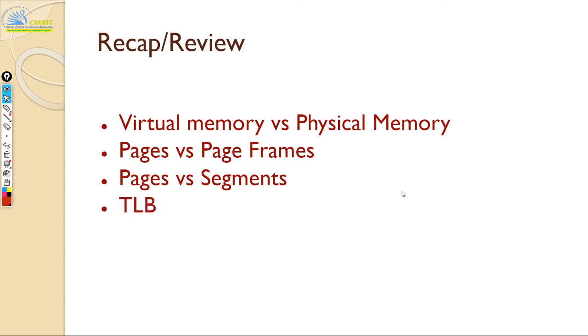Finally, we saw about TLB. TLB is the translation lookaside buffer. It's a cache memory. It's a cache for your page table. And what is a page table? Page table is the lookup table that gives you the mapping between your pages and page frames. You're going to say, this particular page is residing in this particular page frame. That mapping is done by your page table, and a cache for that page table is your TLB.